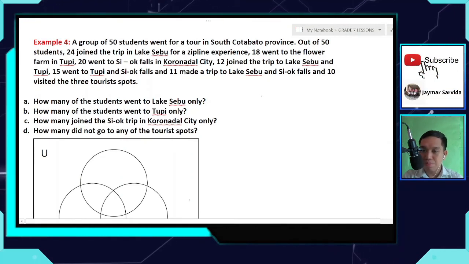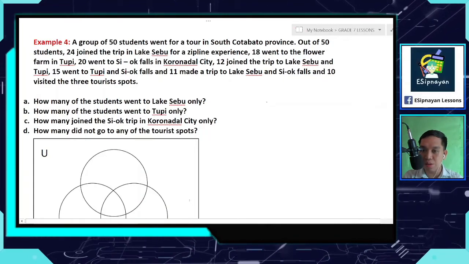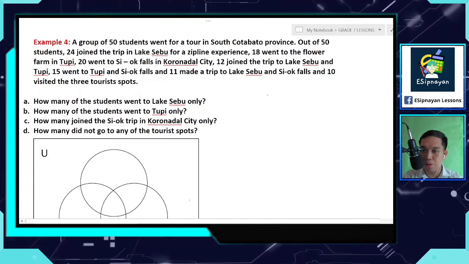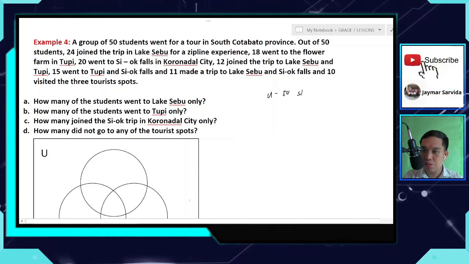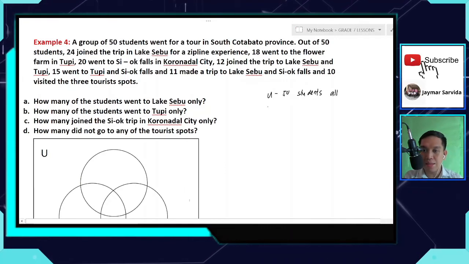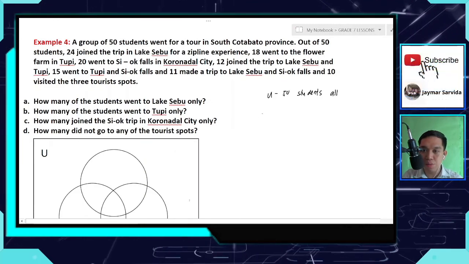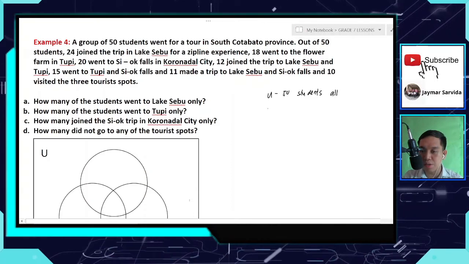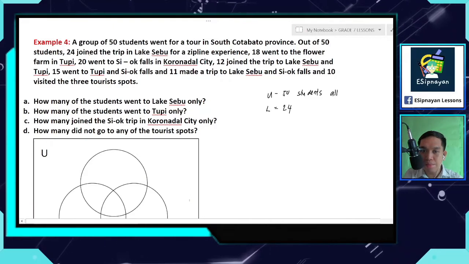So, we have 50 students lahat, okay? Say for example, itong ating U ay 50 students all. And then, yung ating students who went to Lake Cebu. Ito dito, joined the trip in Lake Cebu. So say for example, yung Lake Cebu is L. So yan ay 24.